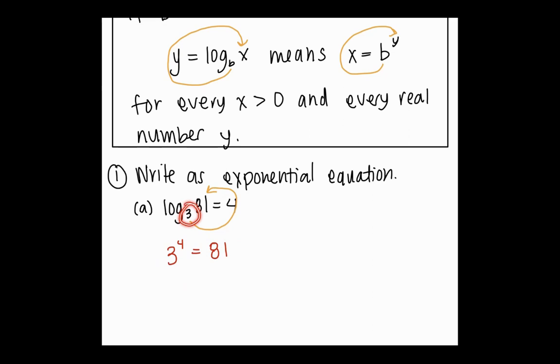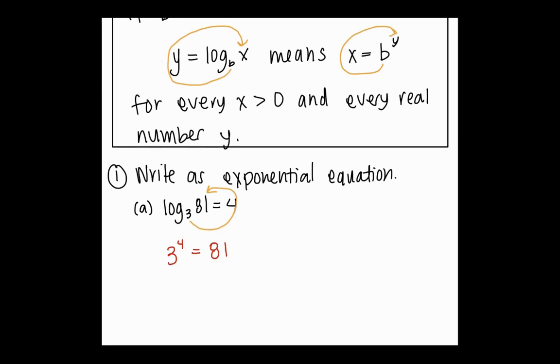This we call the base of the logarithm. So this is log base 3 of 81, so the 3 is the base of the logarithm. The 3 is the base of the exponent. So we use the same word on purpose. Any questions on A? Okay.